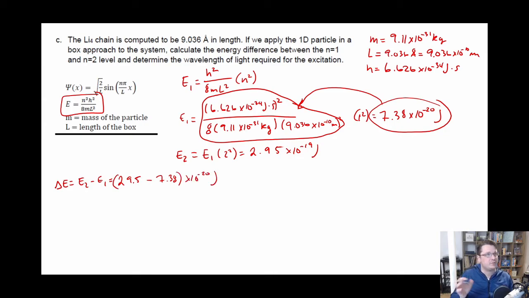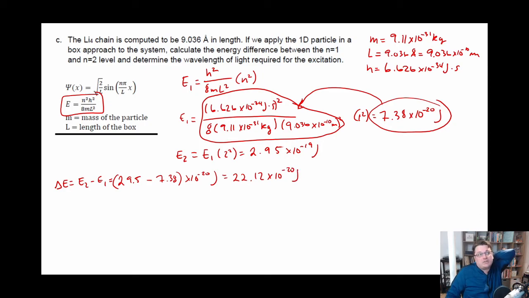All I did was shorthand that out, because instead of writing out two different scales, you can do some of that math in your head if you wanted to. But 29.5 minus 7.38 comes out to being 22.12 times 10 to the negative 20 joules.